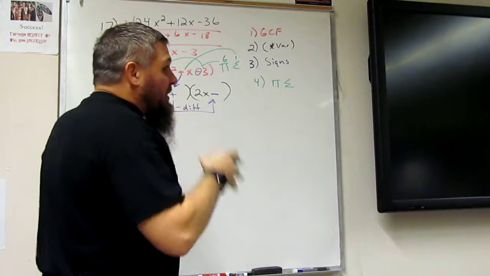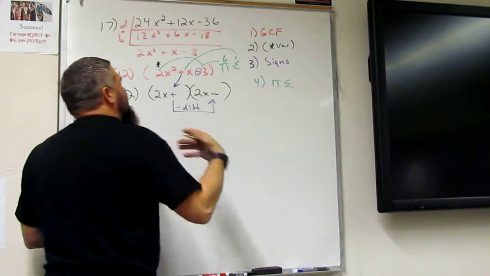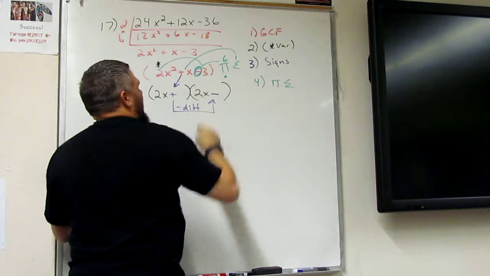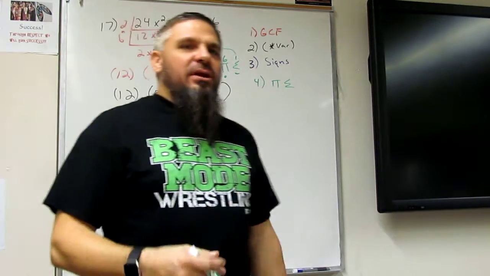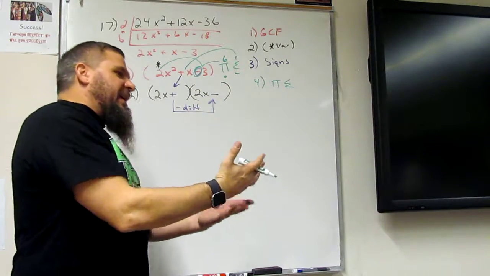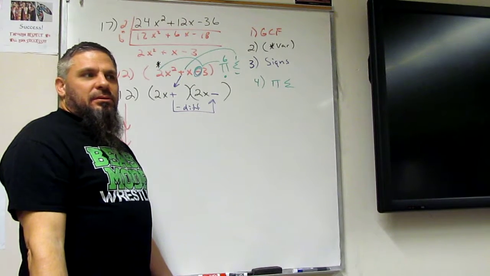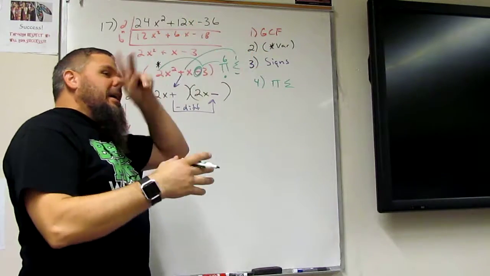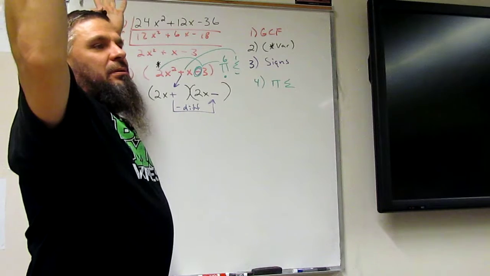Alright? So, I need 2 things that multiply to be 6. But they subtract to be 1. So I know 6 times 1 is 6. But 6 minus 1 is 5. So that's not 1. So what could it be? 2 numbers that multiply to be 6, Jose. 2 numbers that multiply to be 6. 3 and 2. 3 and 2!